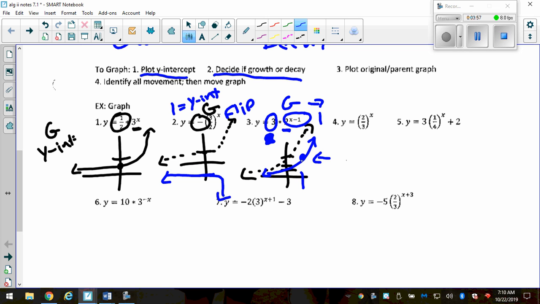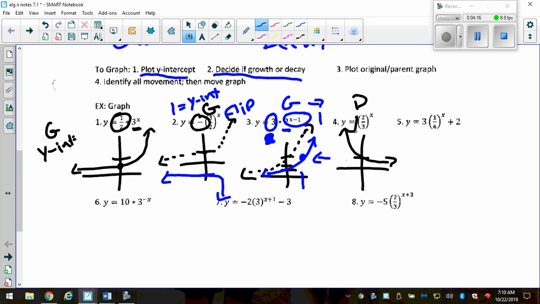So number 4, why don't you write down growth, decay, y-intercept, and what the movement is. All right, number 4, it is a decay because it's 2/3. The y-intercept out here is a 1. There's no movement. So this is our final answer also.